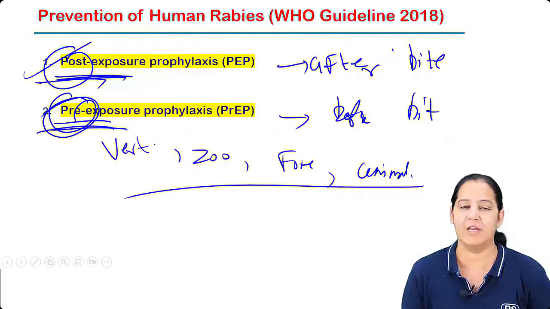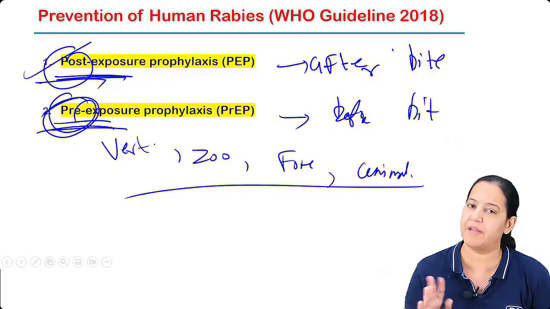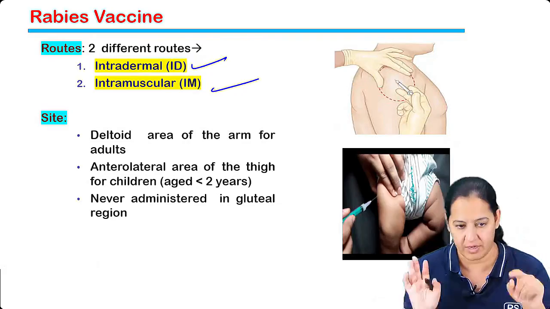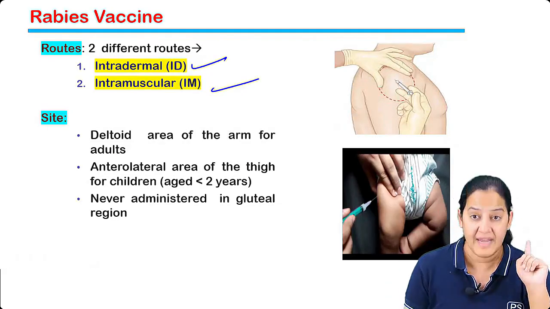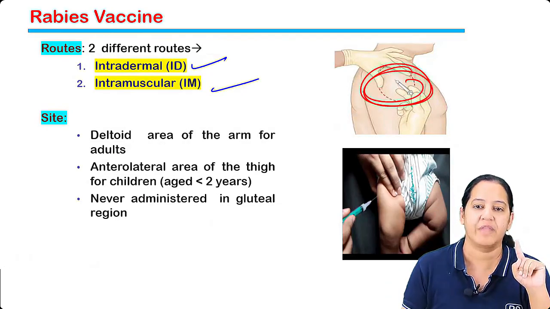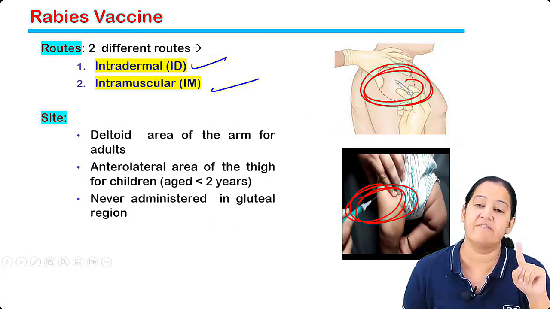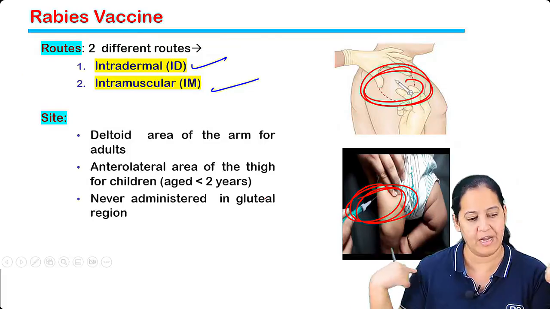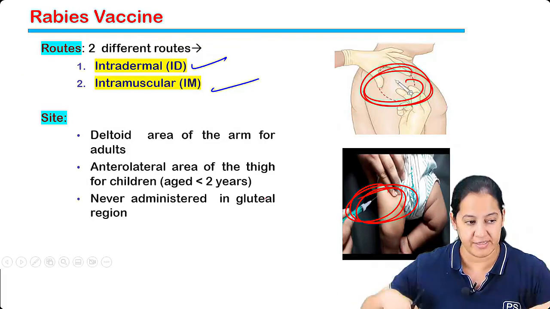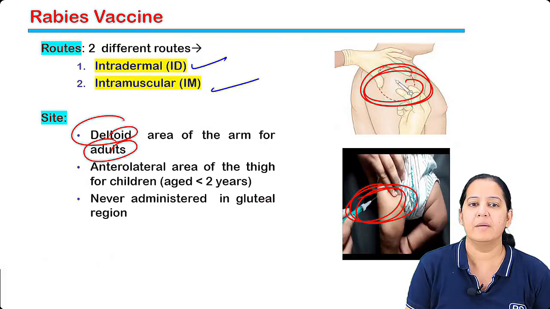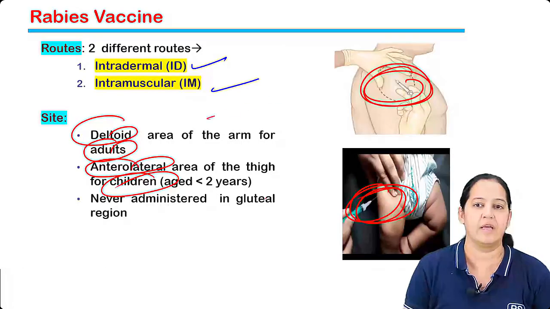So let me tell you the two prophylaxis, post-exposure and pre-exposure both, okay. So what is the route? There are two routes, intradermal and intramuscular. I will tell you both schedules. In adults we give it on the deltoid, in children we give it on the thigh, anterolateral thigh. If adult, vaccine is given on the deltoid, right and left deltoid, and in children it is given on the anterolateral aspect of the thigh. So adults, deltoid; children, anterolateral aspect of the thigh. You can see in the diagram.